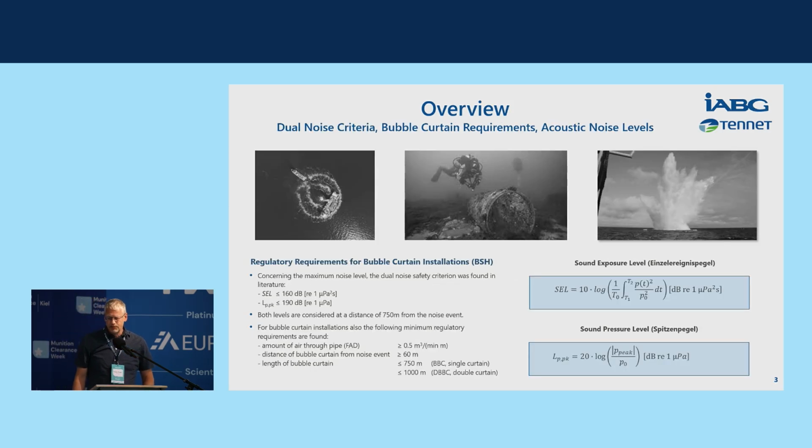So here is given an overview of all the relevant data for this. On the right side, you can see the relevant acoustic noise levels. This is the sound exposure level, as well as the sound pressure level. On the left are given the values or quantities regarding the dual noise safety criterion for the SEL and LPPK, and also the minimum requirements for a bubble curtain installation, in this case a double bubble curtain.